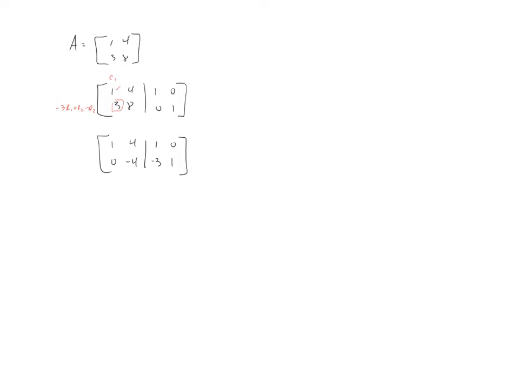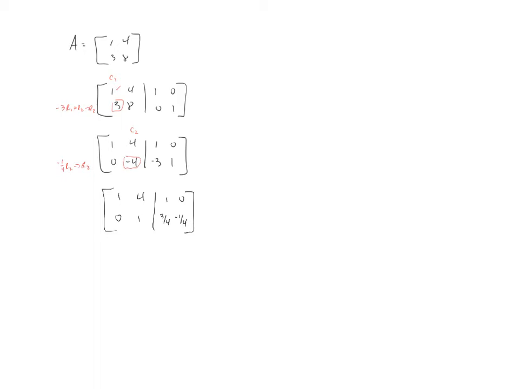Now we're ready to move over to column 2. We need to get our 1 in the correct spot, so we'll need a negative 1/4 times row 2 to get a new row 2. I'll keep that first row the same again. We'll have a 0, a 1, a 3/4, and a negative 1/4.